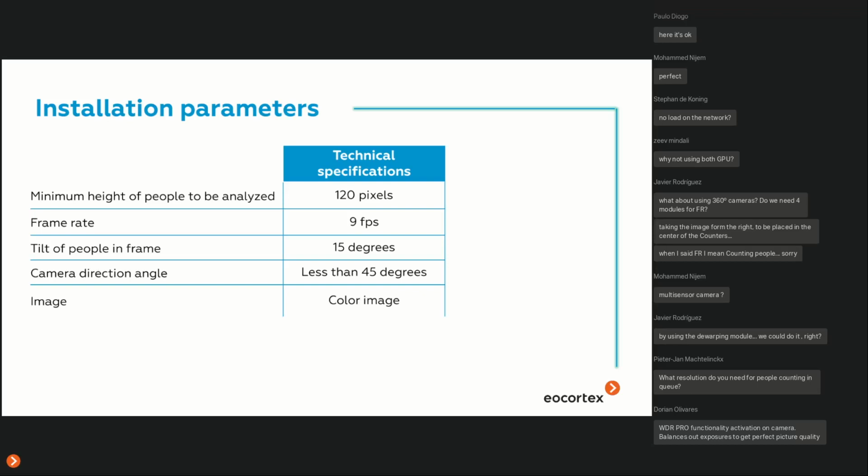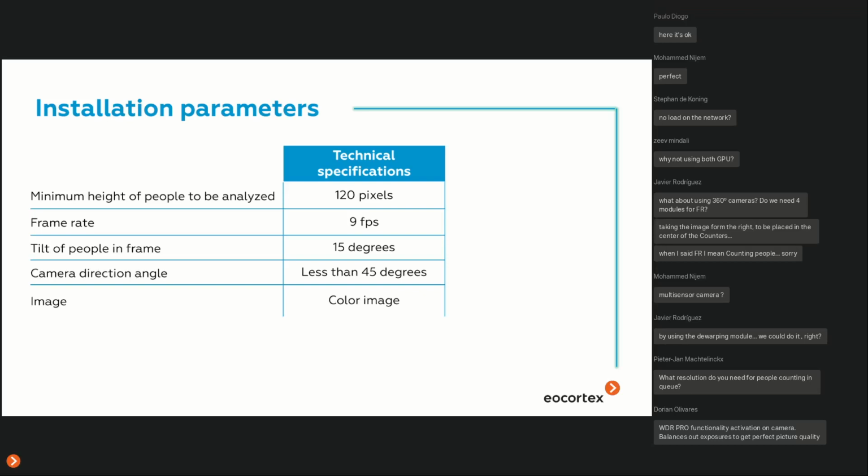The tilt of people in frame is about 15 degrees, and what that means is, when you install a camera, usually they're installed up near the ceiling or anywhere that's high up, and the trick is to point the camera so that the people are not viewed from above, not completely straight down.